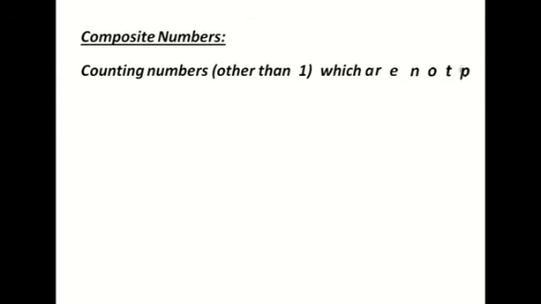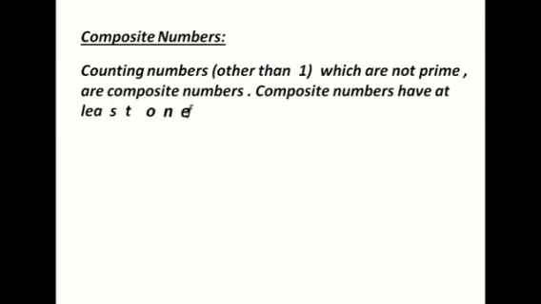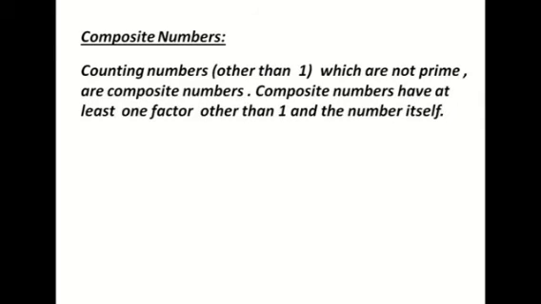Now tell me, what are composite numbers? The numbers which are not prime numbers are called composite numbers. So you can see here, counting numbers other than 1 which are not prime are composite numbers. Composite numbers have at least one factor other than 1 and the number itself, because you know that prime numbers have factors as 1 and the number itself. For a composite number, there will be at least one extra factor other than 1 and the number itself.